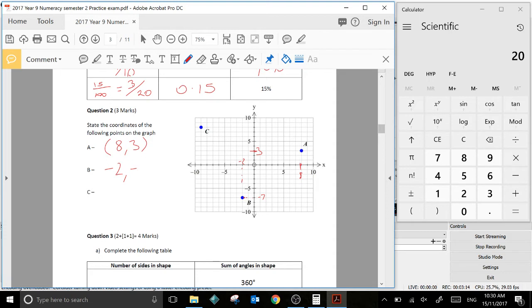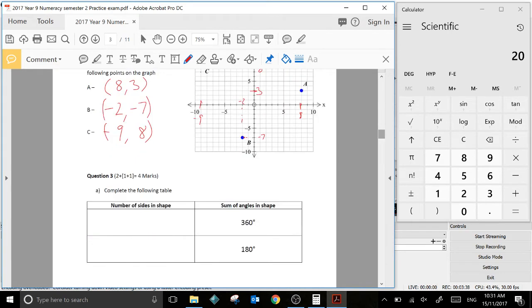And that just leaves point C, this last one. What's its x coordinate? It's 1 before -10, so that's -9. And its y coordinate here is, that would be 9, so that one is 8. So it's going to be -9, 8. There's 3 easy marks for us. Let's move on to question 3. Where did question 3 go? There it is. Complete the following statement.